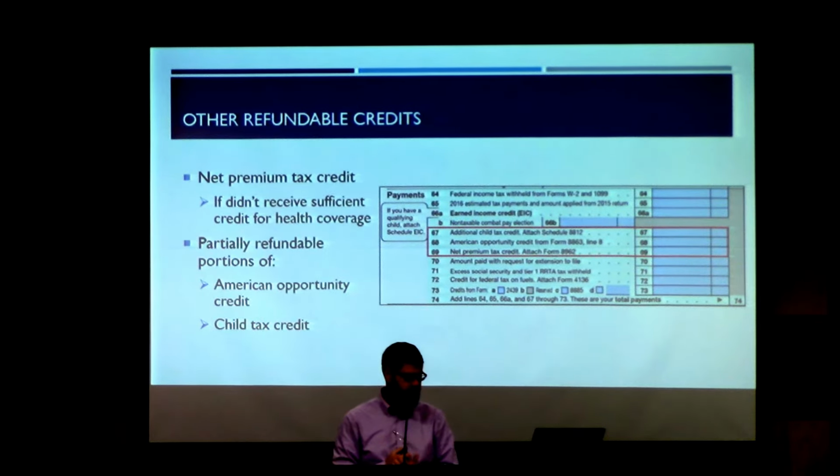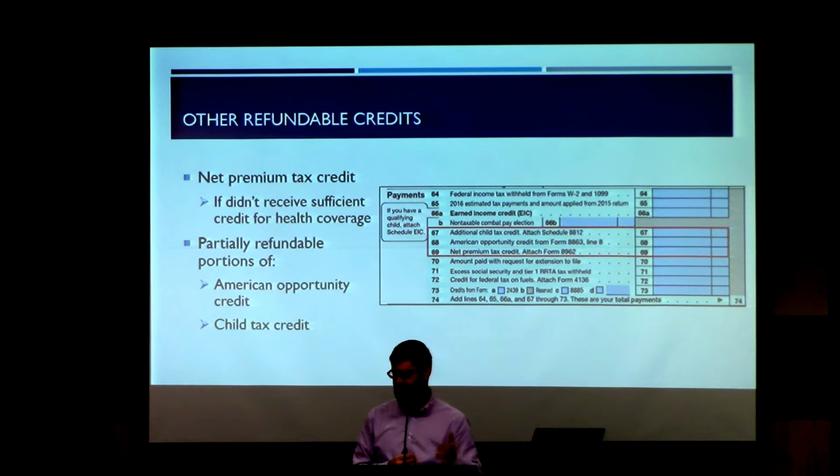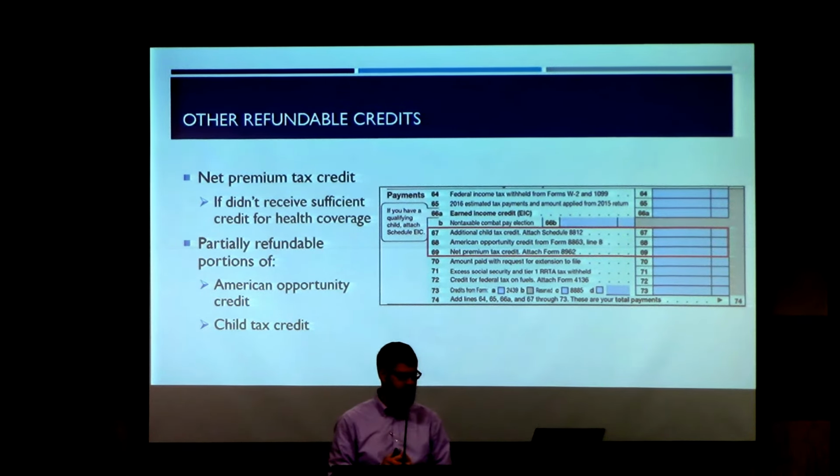The other popular one, so there's the net premium tax credit. If people got healthcare coverage through the marketplace and did not claim the credit through the year, they can get some more credit, which is fully refundable, and then the refundable portions of the partially refundable tax credits. So that's the American Opportunity Credit and the child tax credit.